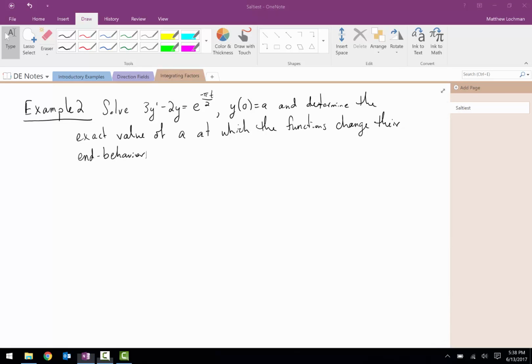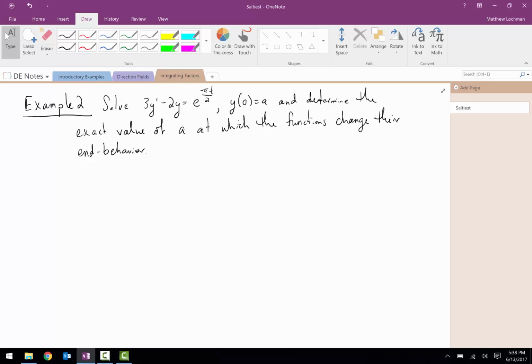We've already seen in MATLAB a picture of the direction field, and we know that the behavior of the solutions for this equation is going to change their end behavior depending on the value of a. So what we're going to do now is solve this equation by hand using the integrating factor technique and locate the exact value of a for which the end behavior of the solution changes.